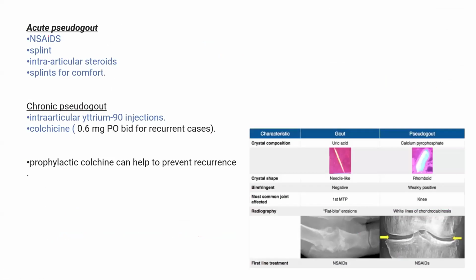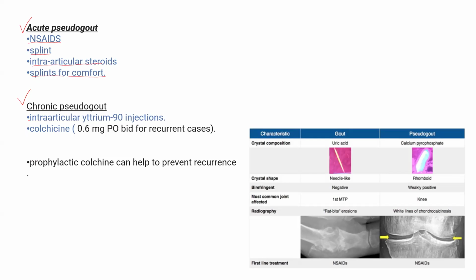So now after diagnosis, you need to give relief to the patient. So we need to manage if the patient is having acute symptoms, and we need to manage if the patient is having a chronic presentation of pseudogout. As I told, in acute, the main aim is to control the pain. We can give NSAIDs, we can splint the joint, we can give intra-articular steroid to the patient. And for more comfort, you can apply a splint in the form of an above knee splint, below knee splint or ankle splint, whichever joint is involved.